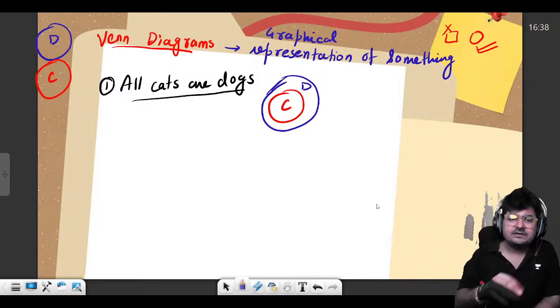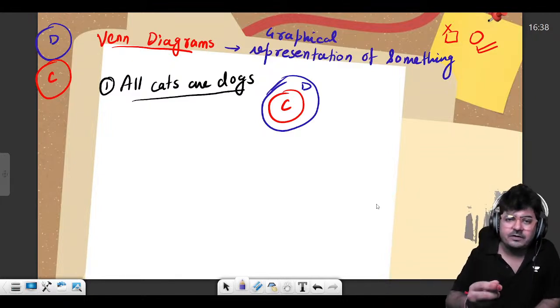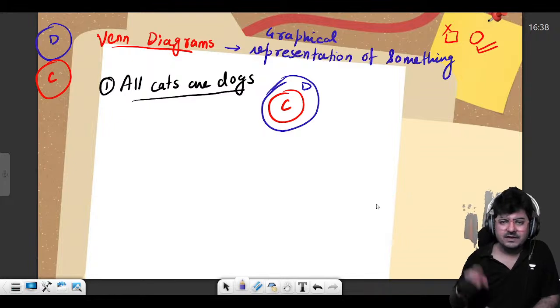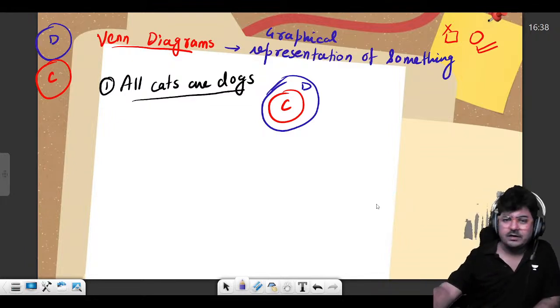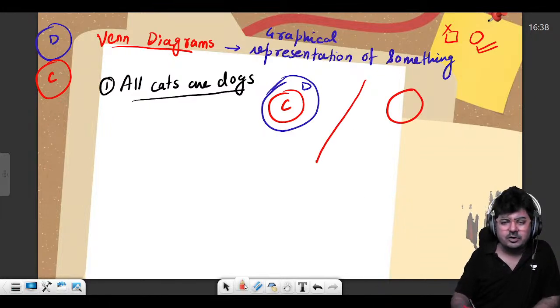So here it is obvious all cats are dogs, because that group of cats is a part of the group of dogs. Complete part, entire part. Is it fine? That's how you can draw them. Okay, there is one more way to draw this. One more way is you can draw a coincident circle.